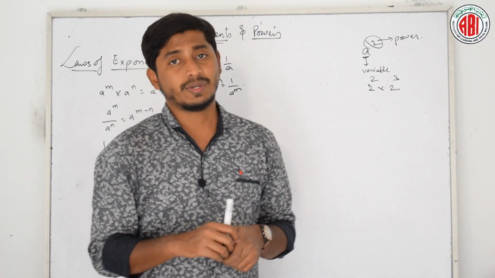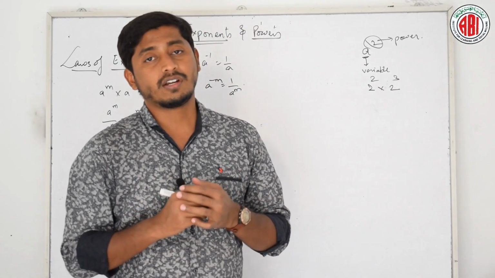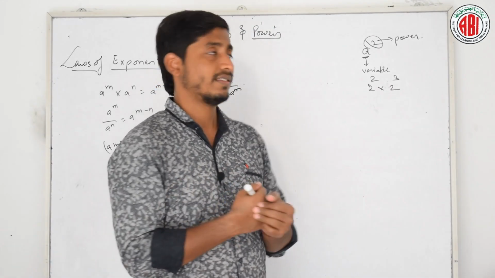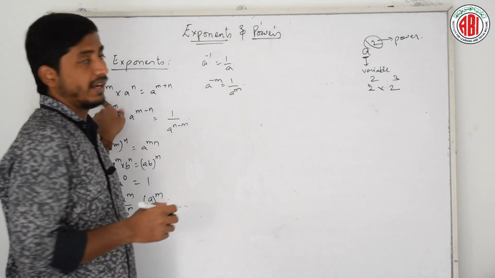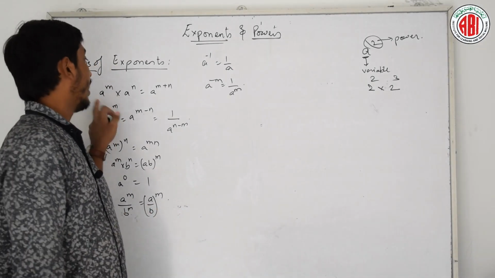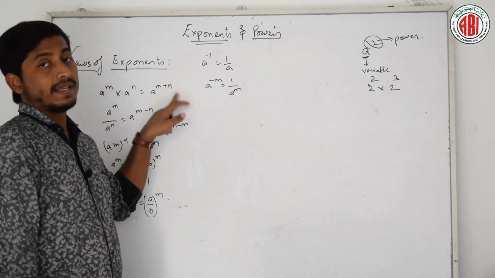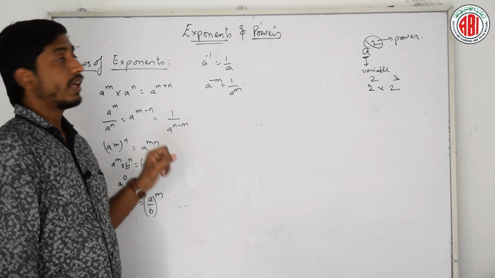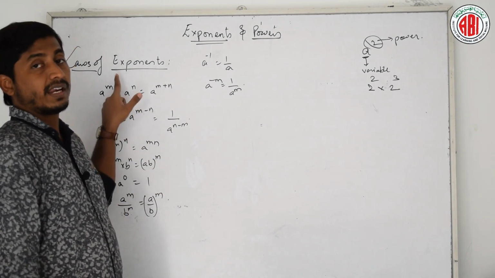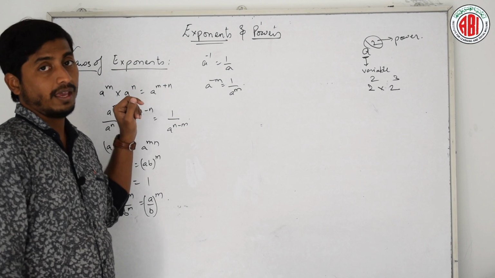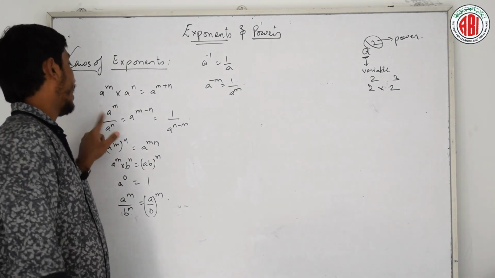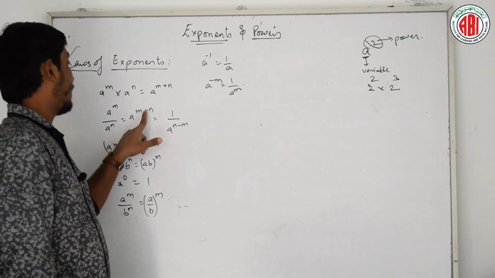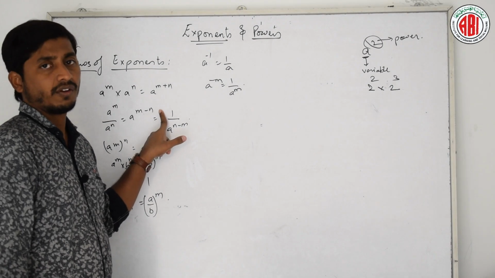Is it clear? Do you understand? Fine. In order to learn this, we have to know the basic laws of exponents. What are the different laws? See here. If a is some variable, then a power m into a power n is always a power m plus n. This is popularly called: bases are equal, powers should be added. Here base a is equal, therefore the power is added as m plus n. Similarly, if they are divided, a power m by a power n, then obviously this will become a power m minus n.